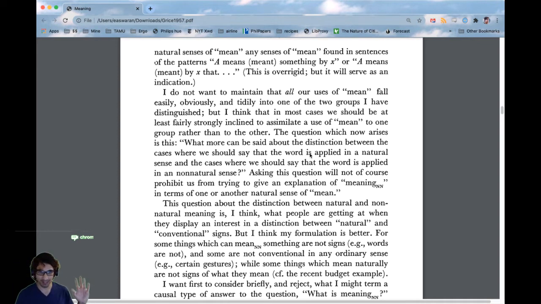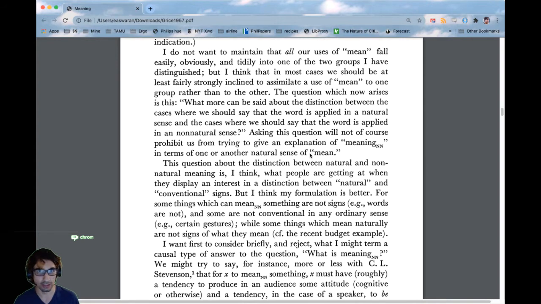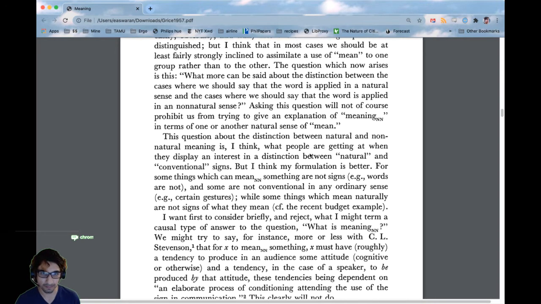But of course he's not talking about all the uses of the word meaning, but there's these two fairly closely related ones. The spots mean measles, or the rings of the bell of the bus mean that it's full. And he's distinguishing those and telling us what's different between them. So the question which now arises is this: what more can be said about the distinction between the cases where we should say that the word is applied in a natural sense and the cases where we should say that the word is applied in a non-natural sense? And again, he's using should here the way Americans would use would.